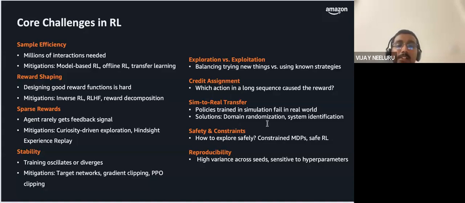And the last challenge is reproducibility. There is high variance across seeds and sensitivity to hyperparameters. This is one of the critical challenges here. Run the same algorithm with the same hyperparameters but different random seeds, and you may get widely different results. This makes RL research and development very painful.